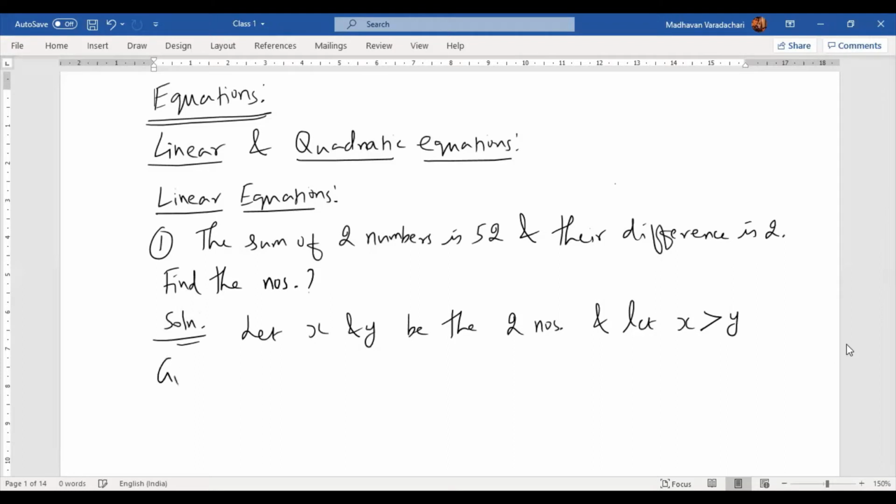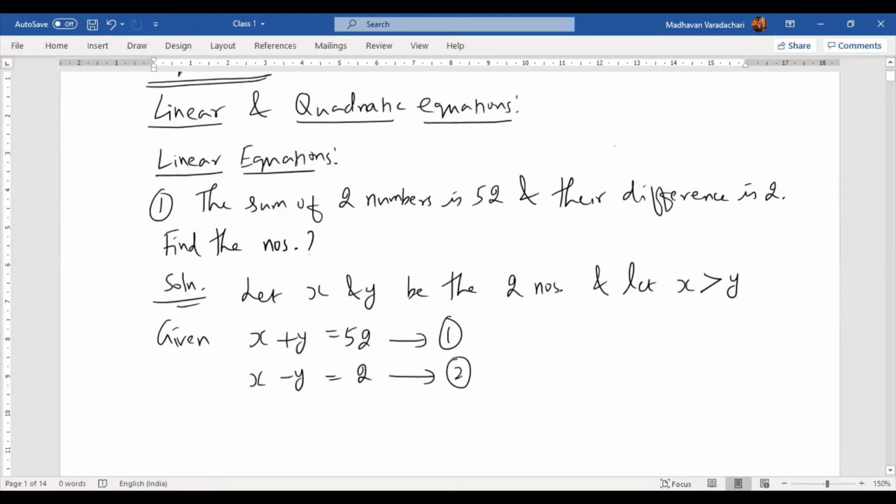Then I will say, given x plus y equals 52, because the sum of the two numbers is given as 52. Let me call that equation 1. And their difference means x minus y is equal to 2. I am keeping x first because x is larger than y is our assumption. Let me call this the second equation.